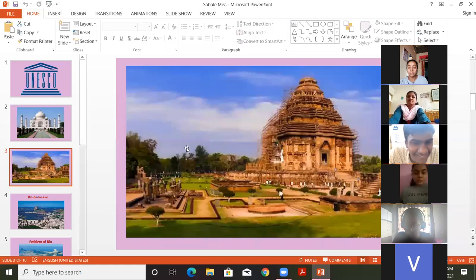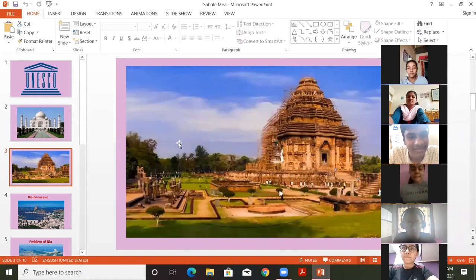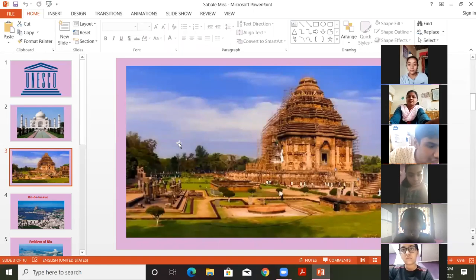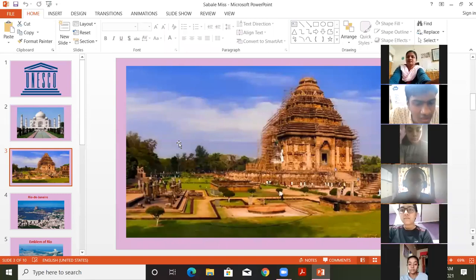Then I'll show you one more. This Sun Temple was built by Narasimha Deva in 1250. Okay. So this is also included in the World Heritage Site.